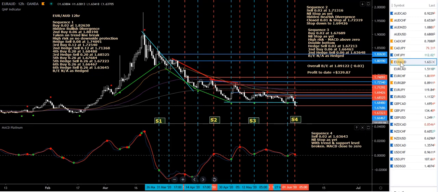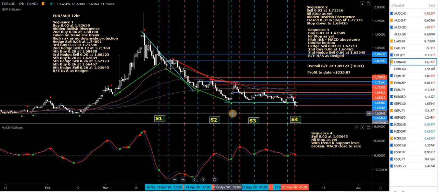Euro Aussie, dare I say, more hedge, but I think I took a new trade here also. So we've got lots happening on the Euro Aussie. We've got sequence 1, which is written over here, which starts here. And there's a new sell trade this morning. So basically I took a 6th hedge sell on sequence 1.